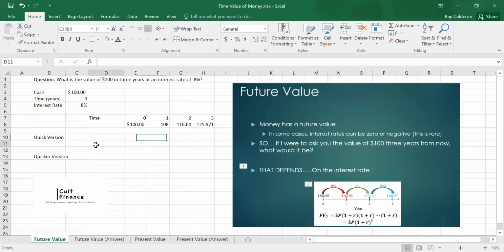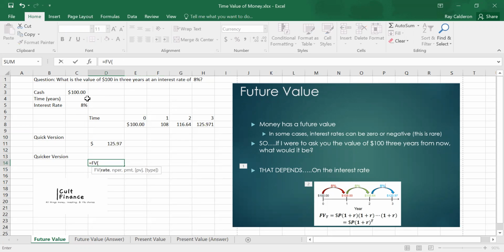Now, a quick way to do this is by taking the present value and multiplying it by 1 plus the interest rate, and then raising it to the number of years. And in this case, it's 3, and it will give you $125.97. A quicker way is to take the future value formula in Excel.